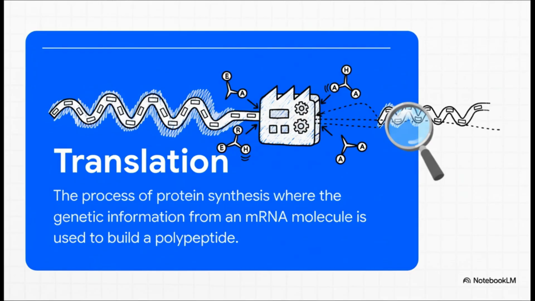Then another type of RNA, called transfer RNA or tRNA, acts like a delivery truck. Each tRNA reads a specific codon on the mRNA and brings in the one correct amino acid. The ribosome then stitches these amino acids together into a long chain, which folds up into a working protein.